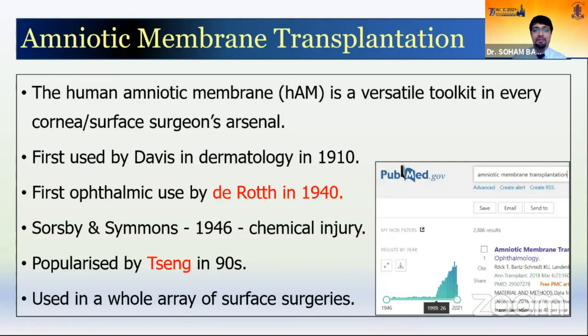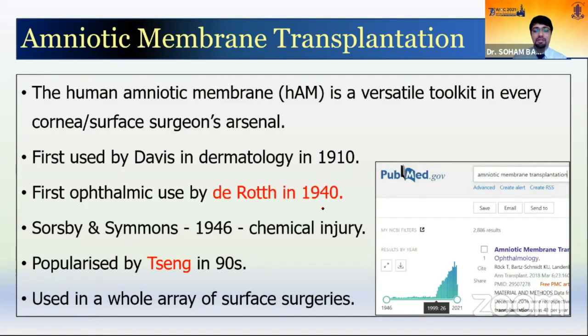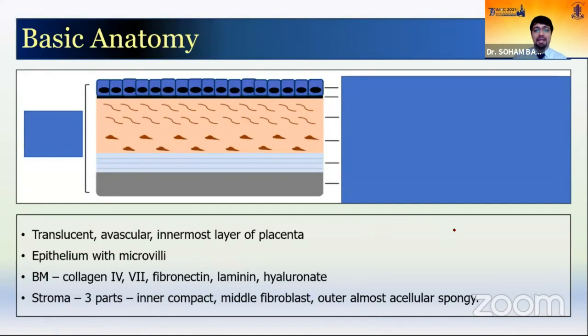So coming to a little bit of history before I begin. It was first described in dermatology back in 1910. But the first use in ophthalmology was in 1940 by Dr. Roth, who used it for a conjunctival defect. Then Sorsby and Simons used it in 1940 for chemical injury. However, from the 1990s, Schaefer-Seng and his group really catapulted the popularity of amniotic membrane. As you can see by the timeline in PubMed, by the number of publications, there's a huge exponential increase from 1990 onwards.